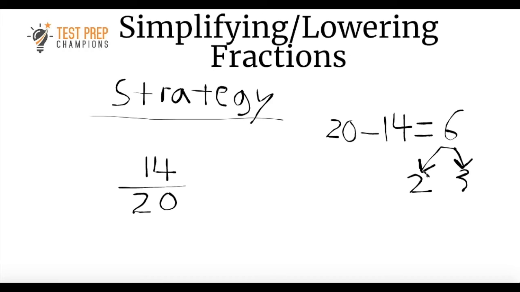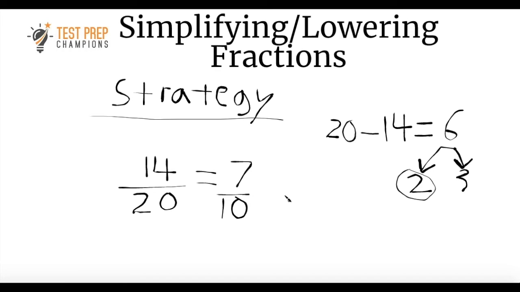So what if we divide both by 2? 14 divided by 2 gives us 7, and 20 divided by 2 gives us 10, and now you're in the simplest form. Would it have been faster to just divide both 14 and 20 by 2 and see what happens? Yeah, that probably would have been faster, but that's how it goes with these fractions questions.